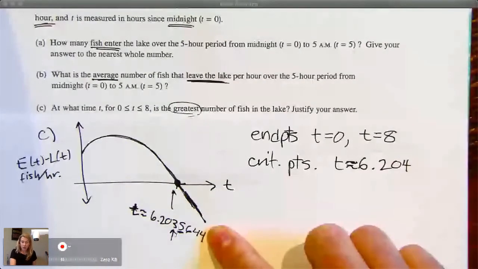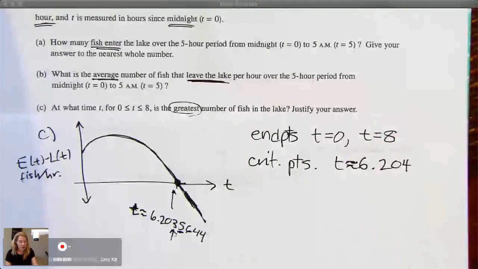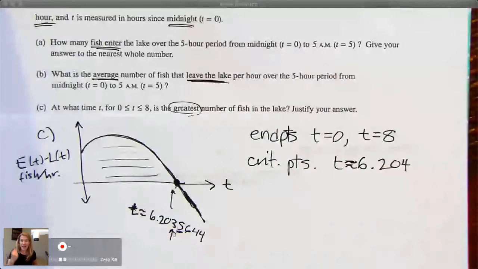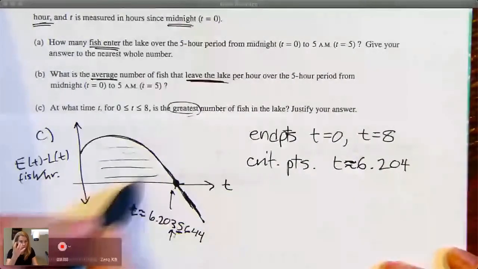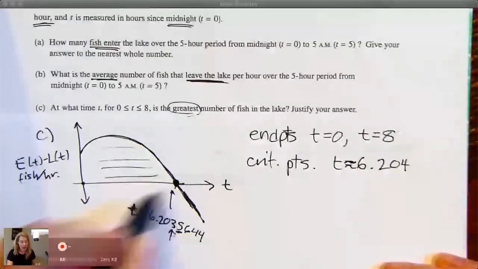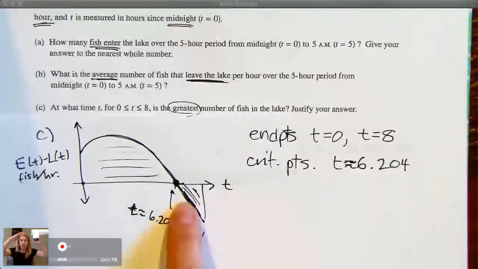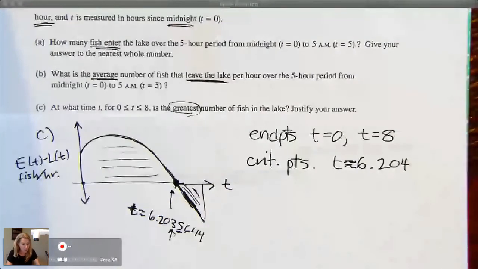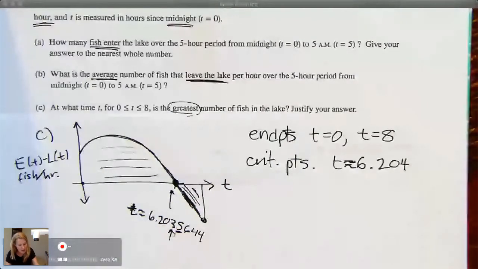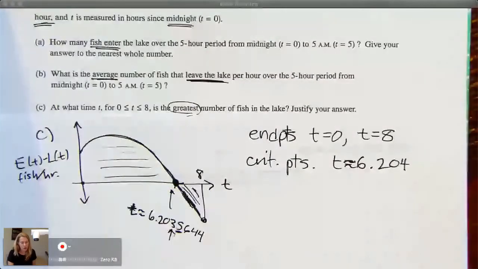Now I don't know how many I started with, and I don't know how many I finished with, but I could integrate and get this area under the curve here could tell me exactly how many fish overall, the net increase of fish from time 0 to time 6.204. And I could integrate from here to here and figure out the net amount of fish that we lost overall from here to here, from time 6.204 to time 8. But technically, the question was, when was the fish the greatest number?